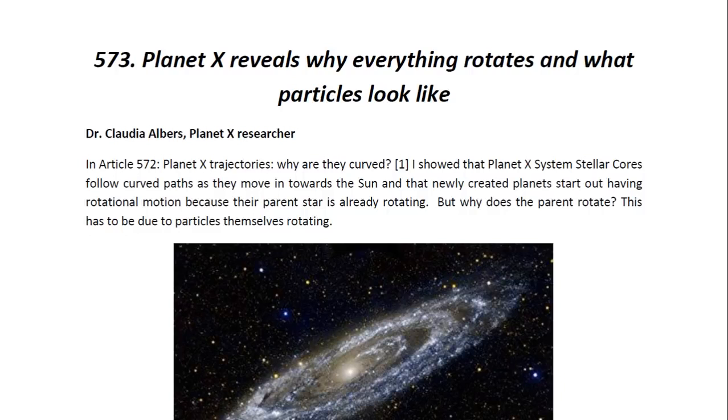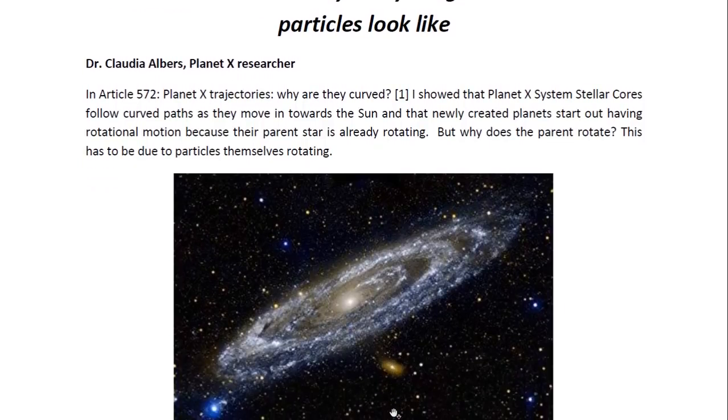This one's entitled Planet X Reveals Why Everything Rotates and What Particles Look Like. Now, in Article 572 entitled Planet X Trajectories, Why Are They Curved?, I show that Planet X system stellar cores follow curved paths as they move in towards the Sun, and that newly created planets start out having rotational motion because their parent star is already rotating. But why does the parent rotate? This has to be due to particles themselves rotating.